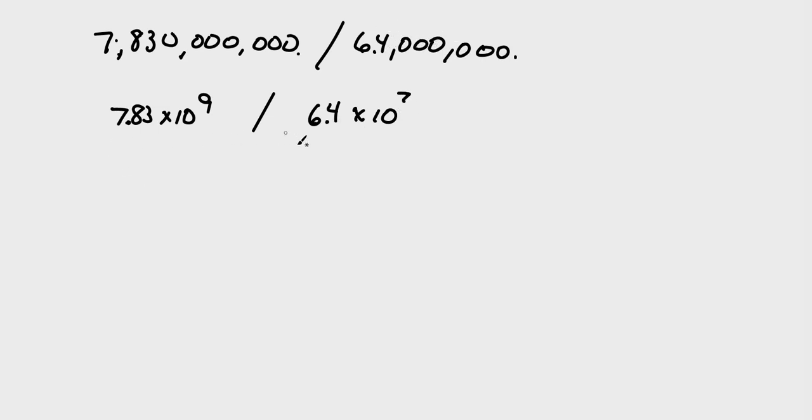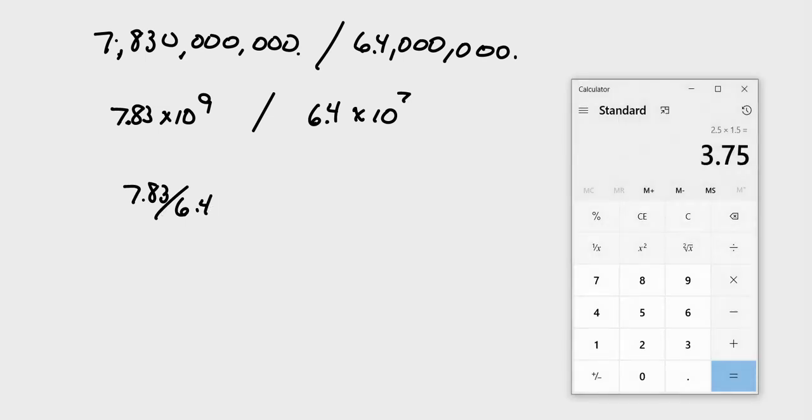So first of all, let's deal with the numbers. So we're going to take 7.83 divided by 6.4. Again, this is science class. We get to use calculators. So 7.83 divided by 6.4 equals 1.2234375. Well, let's deal with significant figures again. This has 3 significant figures. This has 2, so we're reporting our smallest significant figures, which is 2, so our answer is going to be 1.2.